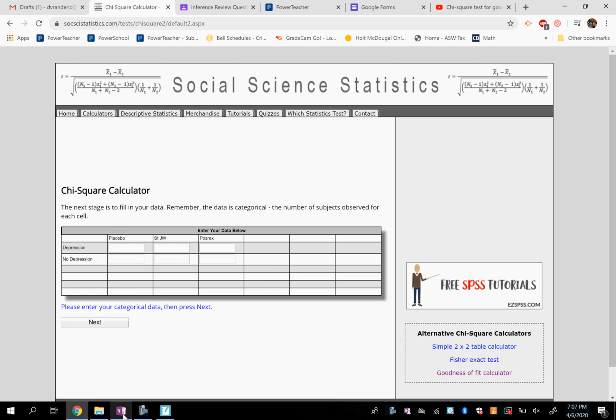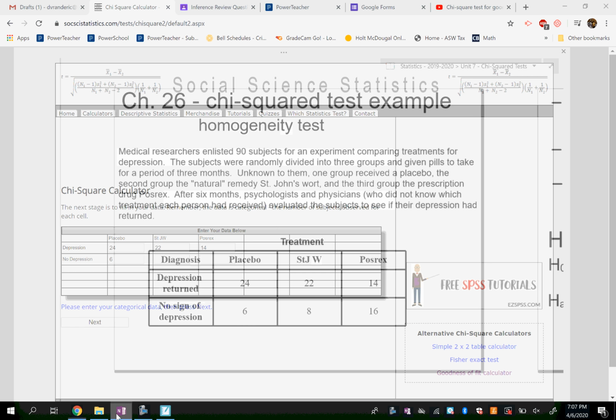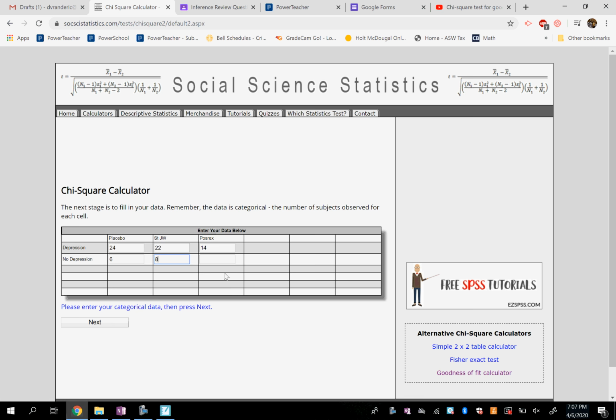All right, so I'm going to just type in my two-way table numbers. I've got 24 for St. John's wort, 22 for the Paxil, 14 for the no depression. I had 6 from the placebo, 8 and then 16. All right, and you hit next.